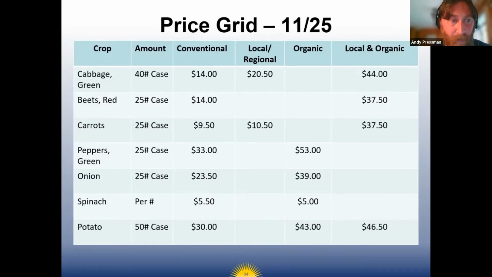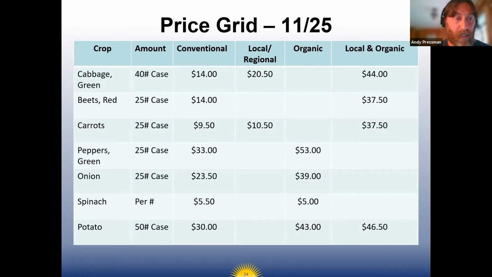All right, and so finishing up, I just want to show this price grid as an example of how crazy it is to shop these days. I mean, you all know it, let alone all the labels that are out there. Just looking at one of these price grids, this is from 1125.